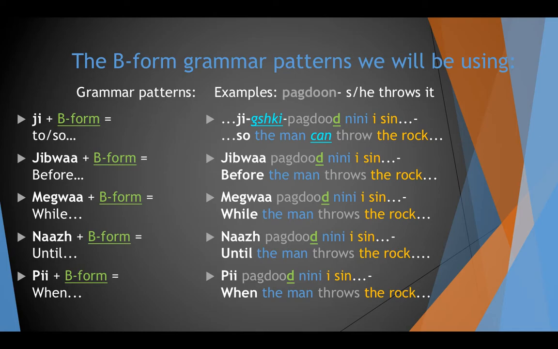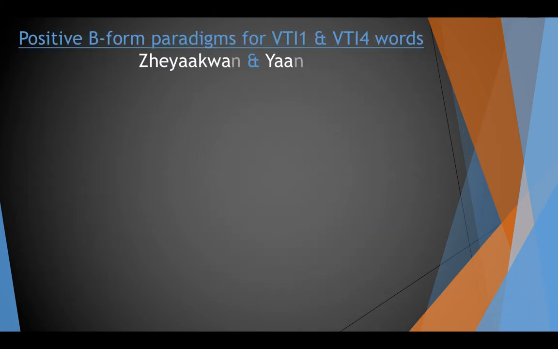All right, let's move on. So B form paradigms for VTI words and VTI 4 words. These share a lot of the same paradigms and they share B forms. Now again, we're using jeakwan, open it, and yan, have it. As jeakwan, it's got that AN ending, that's our VTI 1, and yan has an AAN ending, it's a VTI 4. And notice that last N there has been grayed out, so we're probably going to replace that N with our B form suffixes from our paradigms.